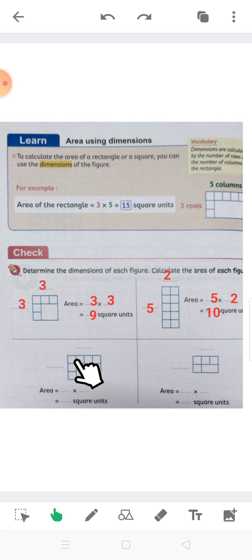Again, look here. How many columns? 1, 2, 3, 4. And how many rows? 1, 2, 3. Let's write 3 times 4, rows by columns, equals 12 square units. Again, let's see here. How many columns? 3. And how many rows? 1, 2. So I will write 2 rows by 3 columns. 2 times 3 equals 6. Okay?